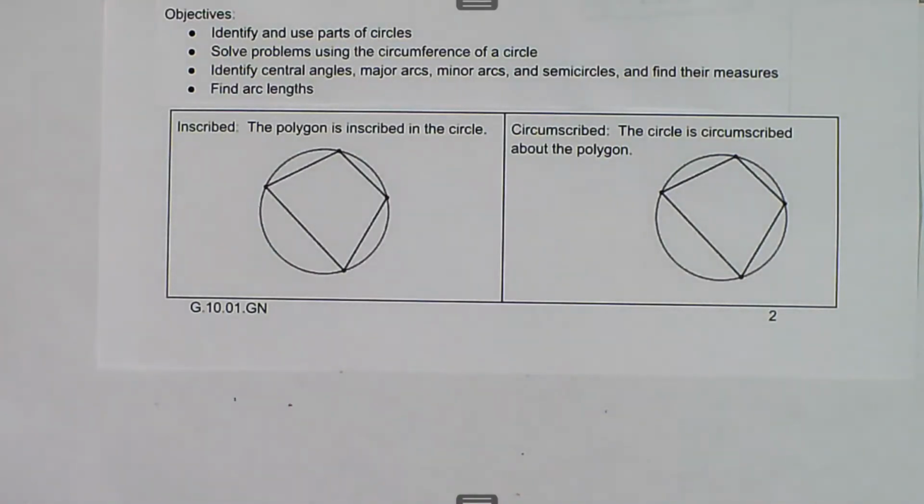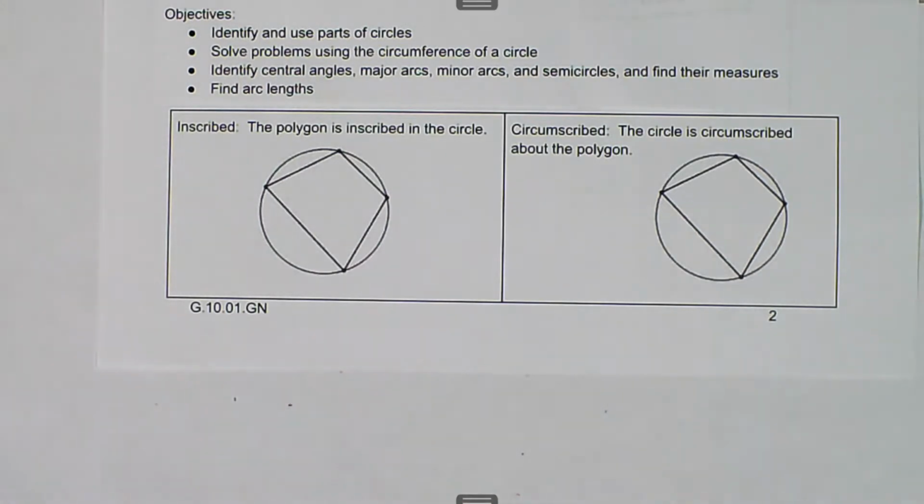We are talking about circle and circumference and measuring angles and arcs. And we want to identify and use parts of a circle, identify central angles, major arcs, minor arcs, and semicircles, and find their measure. And here are a couple more terms that we need to pay attention to.